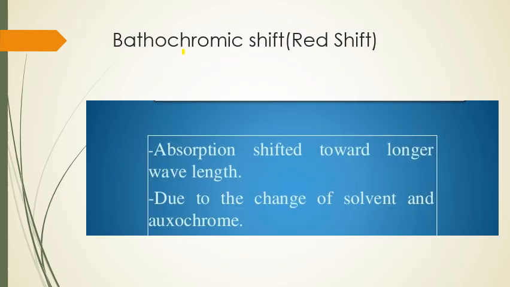So bathochromic shift is also called red shift. The absorption shifted towards the longer wavelength, as we have seen in the spectra, and it is due to the change of the solvent and the presence of the oxochrome. So these are the main causes of the bathochromic shift that occurs in the spectra. It is due to the change in the solvent which causes such shifting, and the presence of the oxochrome. As the oxochrome is attached to the chromophore, it is responsible for this shifting.